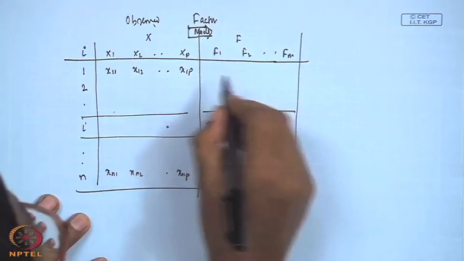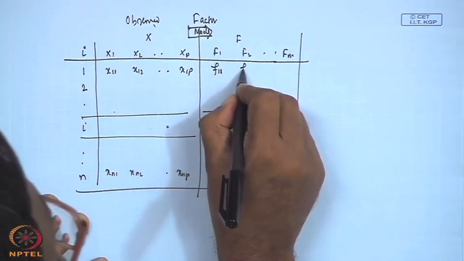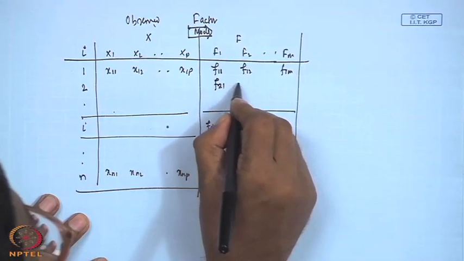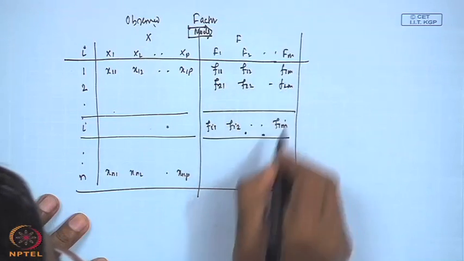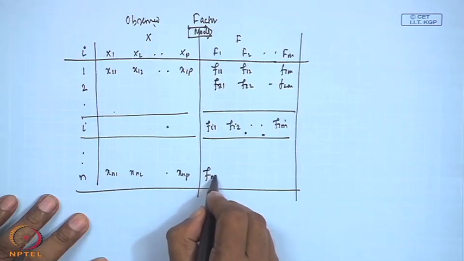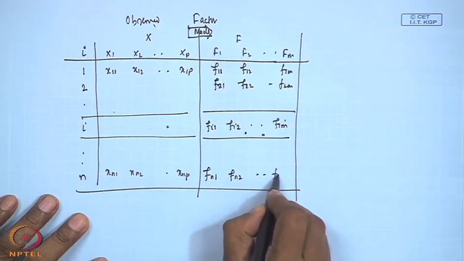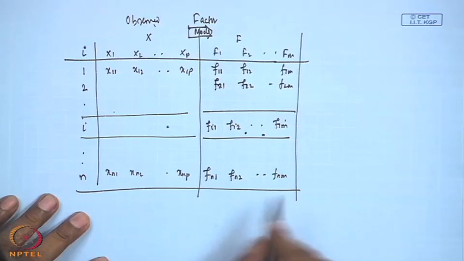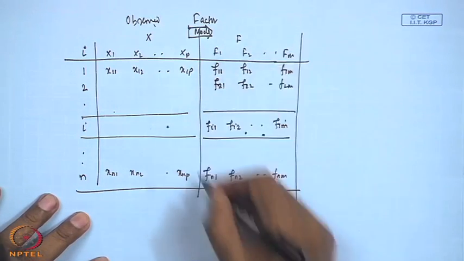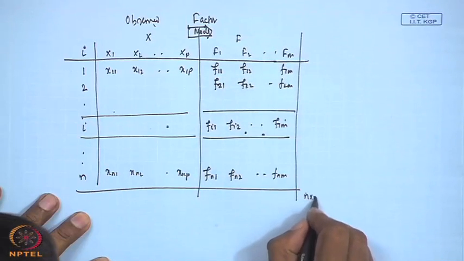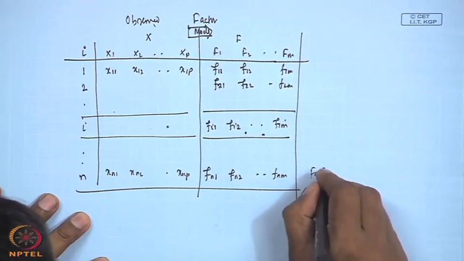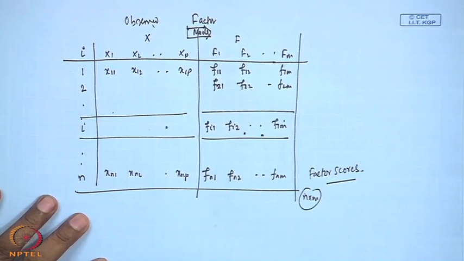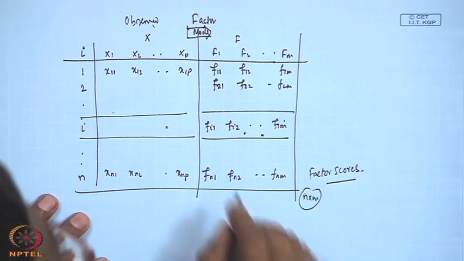So for the first one it will be F11, F12, F1m. For the second observation F21, F22, F2m. For the last observation Fn1, Fn2, Fnm. As a result you have a data set n cross m, and these are known as factor scores. Fine. Now, how do you get these factor scores?